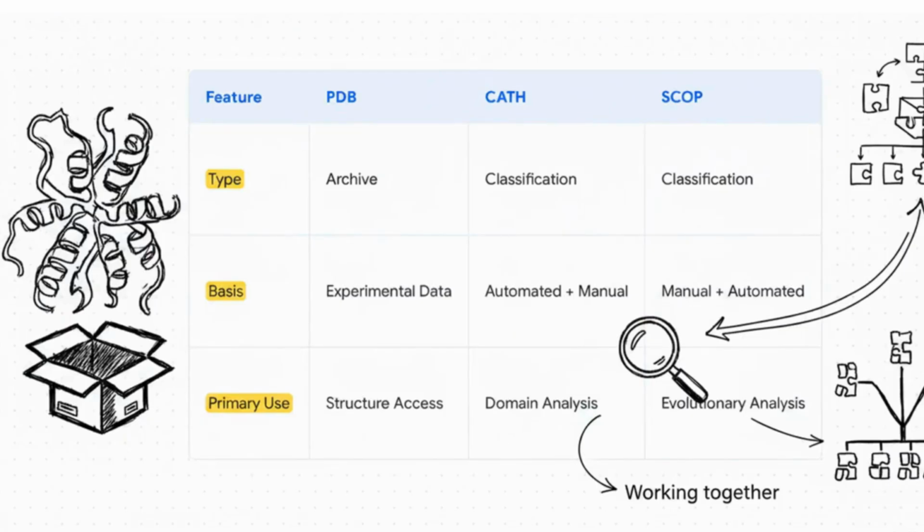This table really highlights how they work together. PDB's type is an archive, and its primary use is to give you access to that raw experimental structure. CATH and SCOP are classification databases. They take that raw data and, using a mix of automation and expert input, allow you to do higher-level analysis, like studying protein domains or tracing evolutionary history. You really need both to get the full picture.